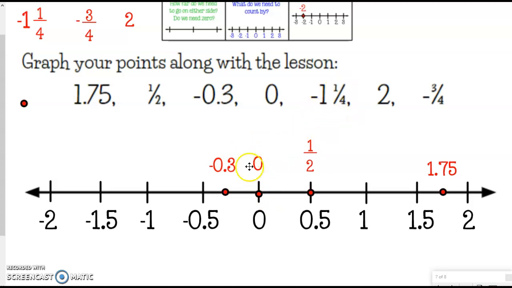Negative 1 and 1/4. Negative means we're going to the left of 0. Negative 1 and 1/4 means that we're going to be a little bit past negative 1.